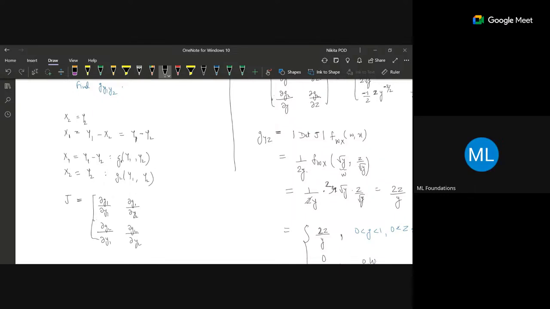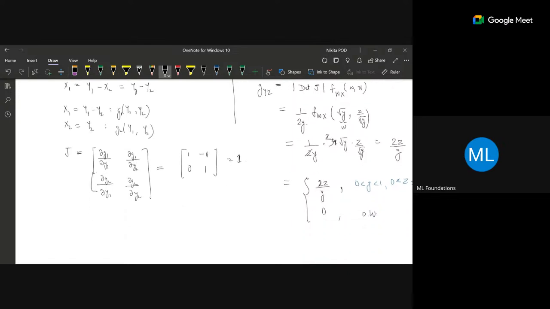So what did you get as the Jacobian matrix? Determinant? 1, minus 1, 0, 1. Determinant is 1. Okay. So my g of y1, y2 is nothing but mod of 1, which is 1 itself. So this is just f of x1, x2 of x1, comma x2.